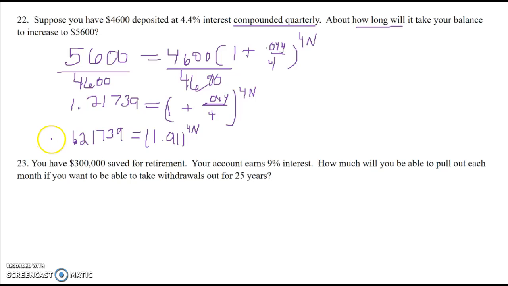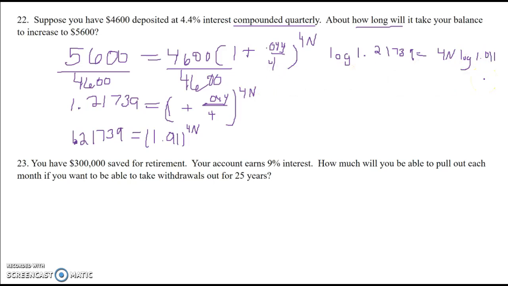So I'm going to take the log of both sides. So I'm going to have log 1.21739 equals, now when I take the log I can bring this 4n out front, so I'm going to say 4n times the log of 1.011.